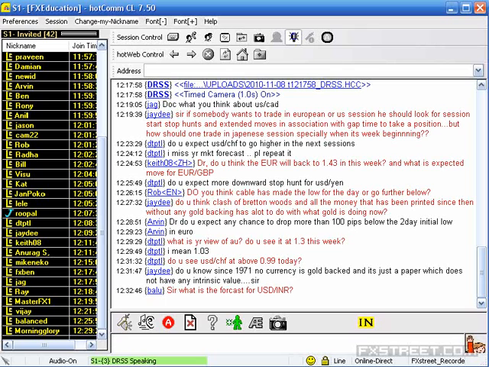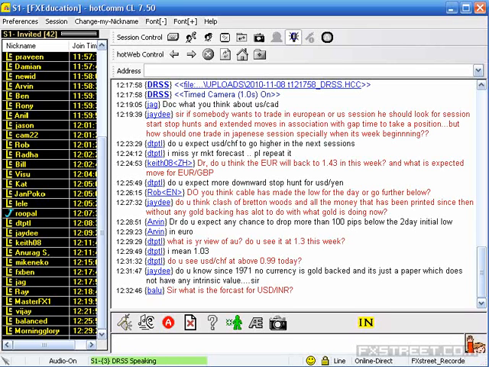Then JD asks, do you know that since 1971 no currency is gold backed and it's just paper which does not have any intrinsic value? Obviously there are other resources and other valuations of assets to evaluate the strength and weakness of the currencies. So it is not gold alone that backs all the currencies. And this scenario will come across the world over, and it is an accepted scenario now.